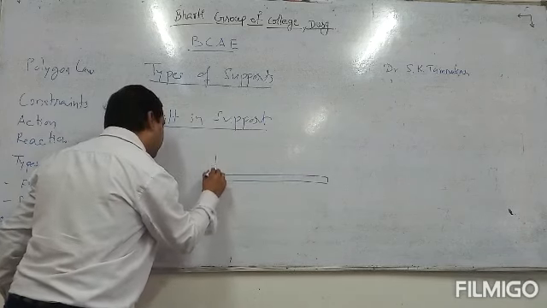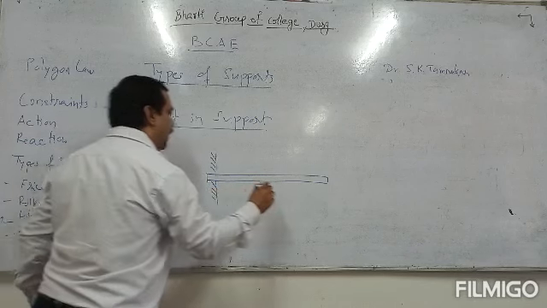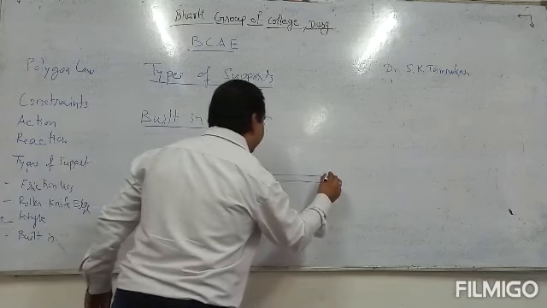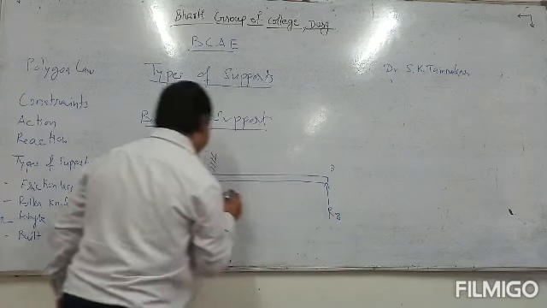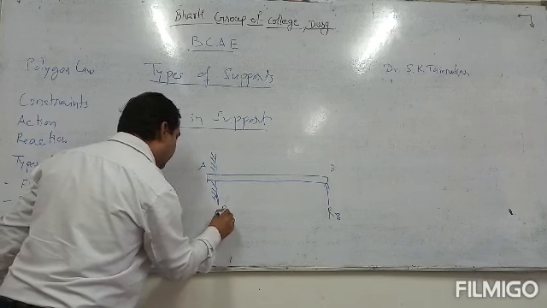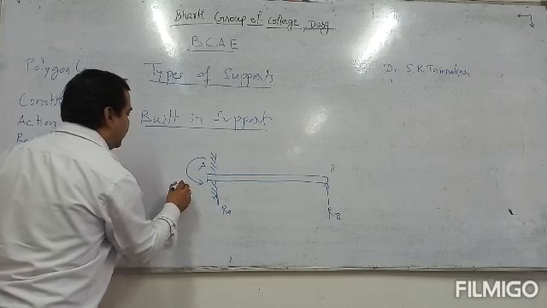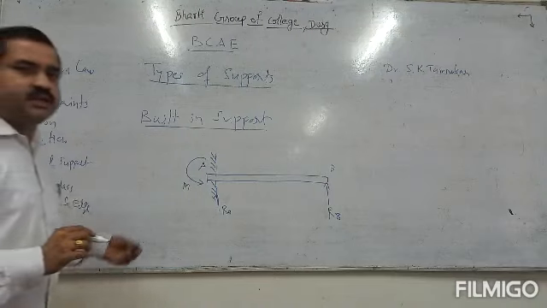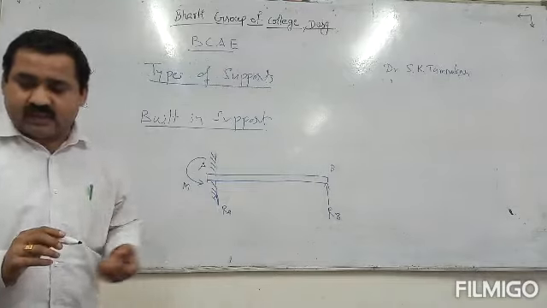In built-in support, one side is embedded in the wall and other side having knife edge support. This is point A, this is point B. So here support is RB vertical. Here this support is also RA, and some movement is also there. Movement is also working there. This type of support is built-in support. Generally they are also called cantilever type of support.